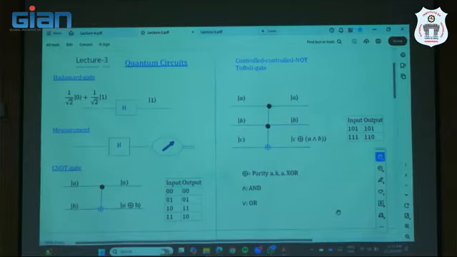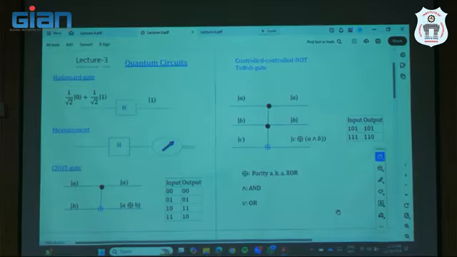Now if you ask, what happens if I take 1 over square root of 2 of this and 1 over square root of 2 of this? Where does that go? It will go to 1 over square root of 2 of this plus 1 over square root of 2 of this.